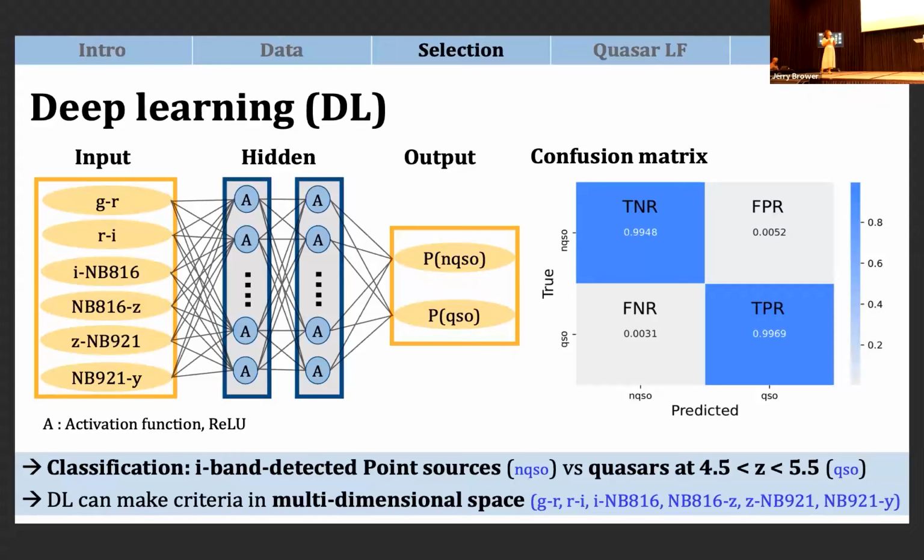And the performance of deep learning is shown in confusion metrics. As you can see, the true positive rate, the ratio of quasars classified as quasars by deep learning, is close to 100%. And surprisingly, the false positive rate, which is related to the contamination rate of our quasar survey by non-quasar objects, is as low as 0.5%.